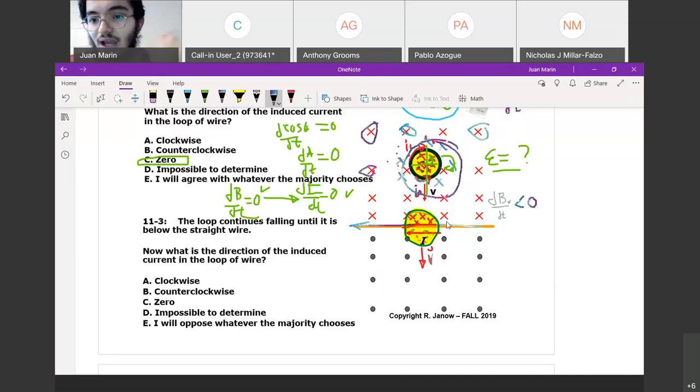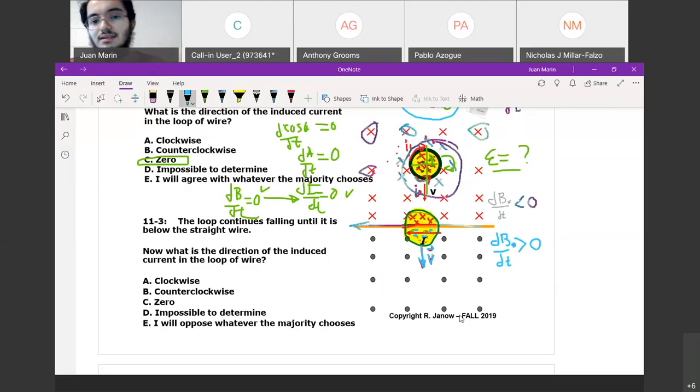But now over here, dBx dt is changing and it's less than zero because it's decreasing. You have fewer crosses, right? When you have fewer crosses, it means that the magnetic field going into the page is decreasing. On the bottom section of the wire, we see that dB dot dt, represented by the magnetic field that goes out of the page, is going to be greater than zero. But why is that? Well, because dots are increasing. You have an increase in the number of dots.